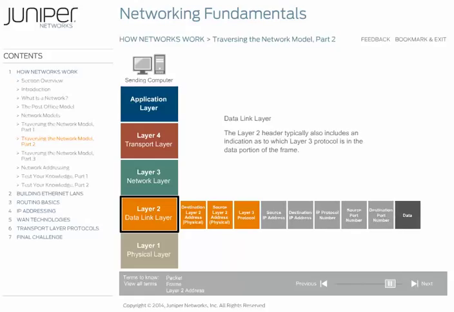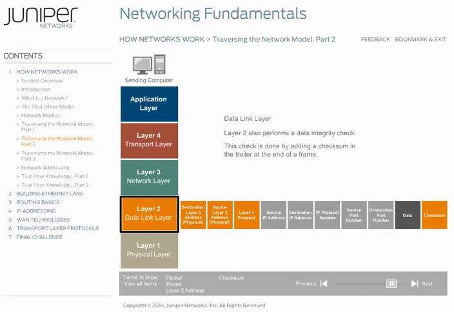The Layer 2 header typically also includes an indication as to which Layer 3 protocol is in the data portion of the frame. Layer 2 also performs its own data integrity check so that corrupted or damaged frames are discarded as early as possible in the transmission process. This check is done by adding a checksum in the trailer at the end of a frame. A checksum is the result of a mathematical calculation. The sending computer runs the computation and inserts the checksum into the frame's trailer. The network device receiving the frame runs the same calculation. If the computation results match, the frame is accepted. If they do not, the frame is discarded.